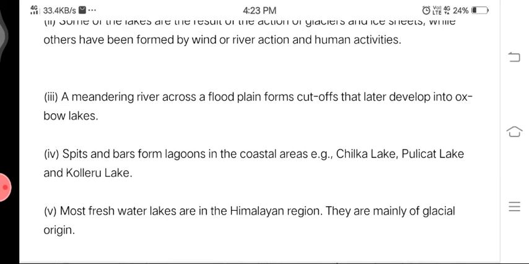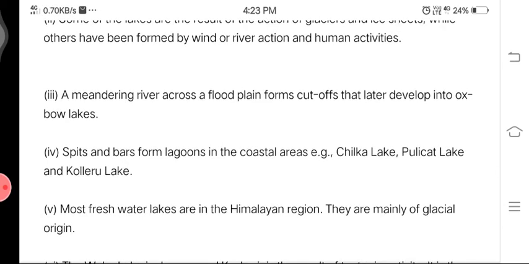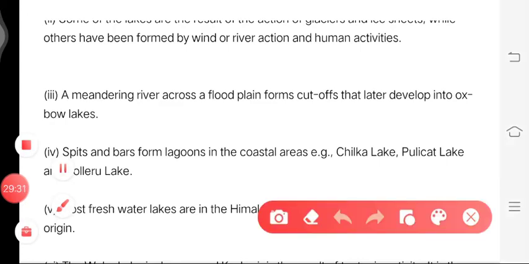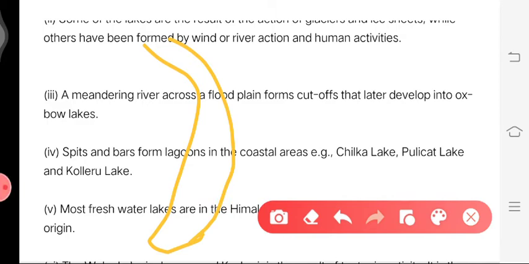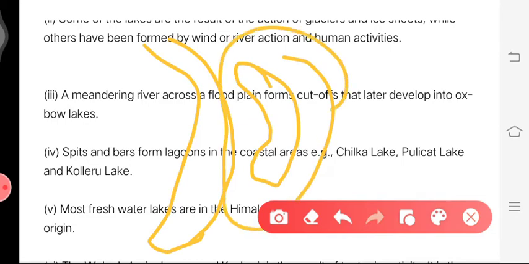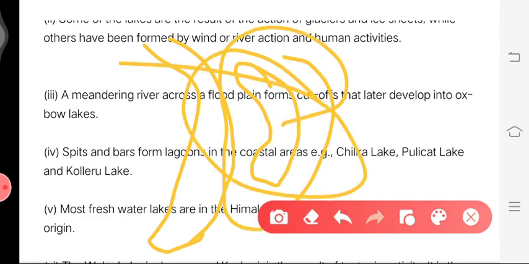A meandering river across a floodplain formed cutoffs that later developed into oxbow lakes. So, oxbow lake: basically, when the floods come in, the floodplains are full of water, and near the river there are some cutoff-like structures where the water is standing. This structure is known as the oxbow lake.